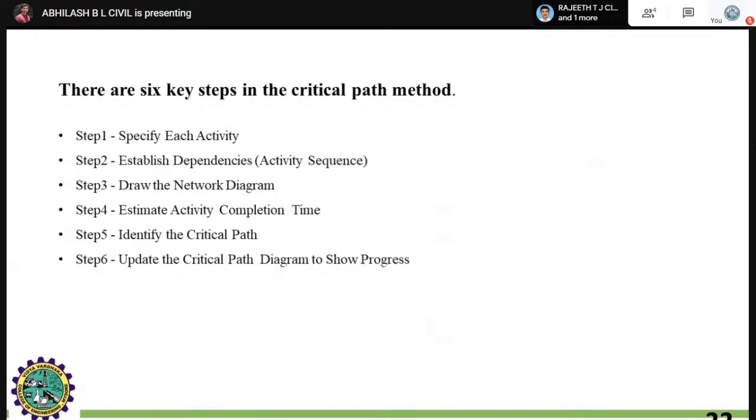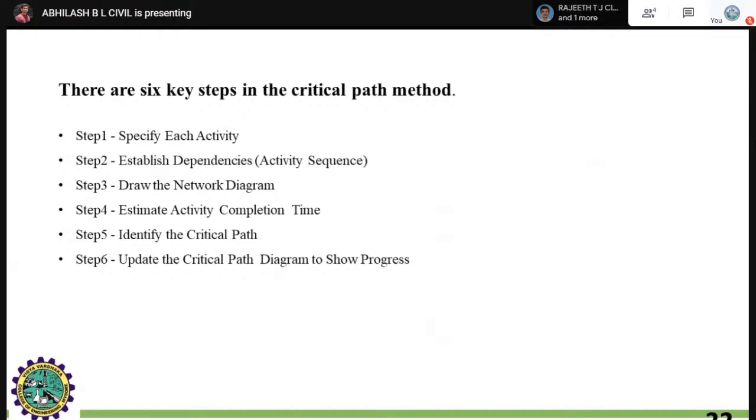Next, establish dependencies, that is activity sequence. As I told, only when one activity completes itself should the second activity take place. Like that, you have to jot down the activities in such a way that it establishes the dependencies, how much it is dependent on the different activities.